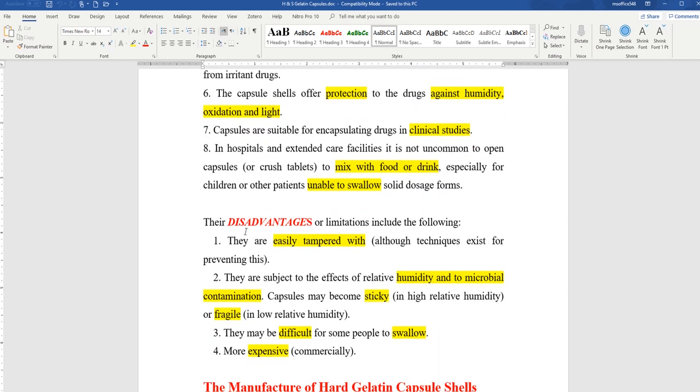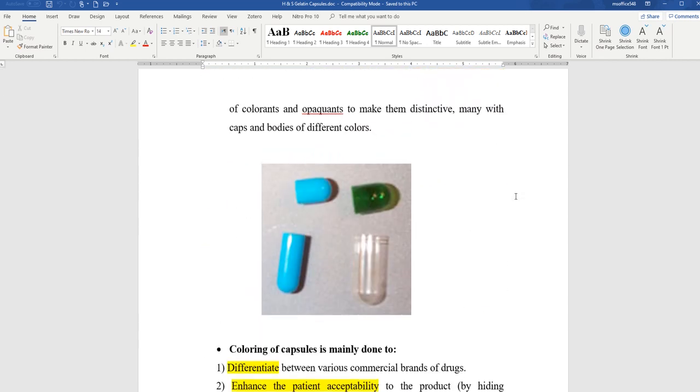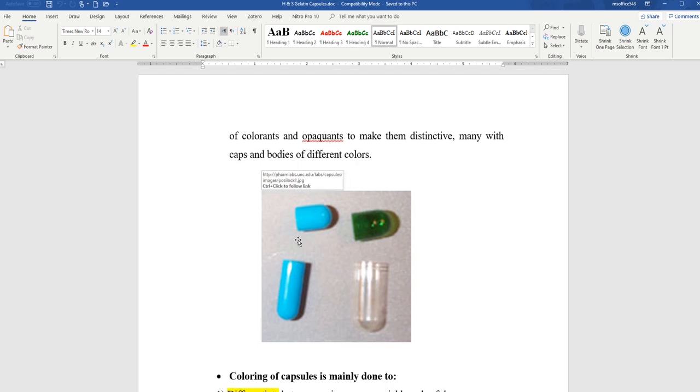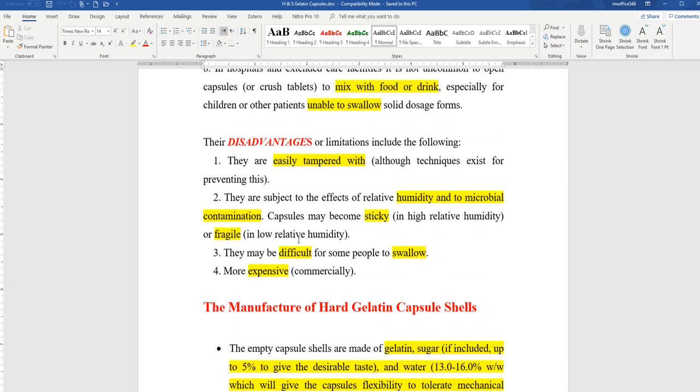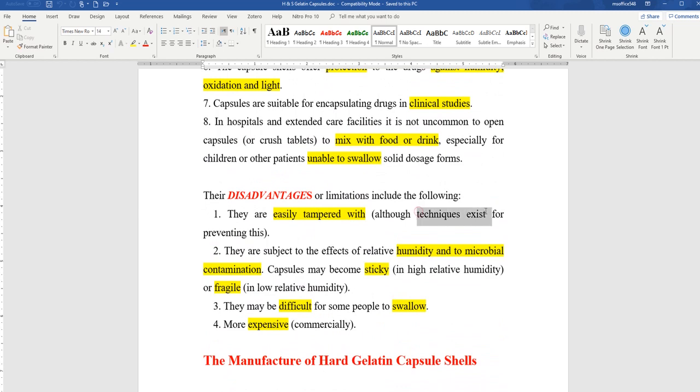Now, a disadvantage of a hard gelatin capsule is that it is easily tampered with. What does easily tampered with mean? If we go back to the capsules and look at it, it contains two pieces, so it is possible that people can remove the cap and maybe replace the contents. It means you can tamper with it, you can play with it, and this is something negative about the capsules, although there are ways to prevent this. Okay, we have techniques that can prevent tampering with capsules.